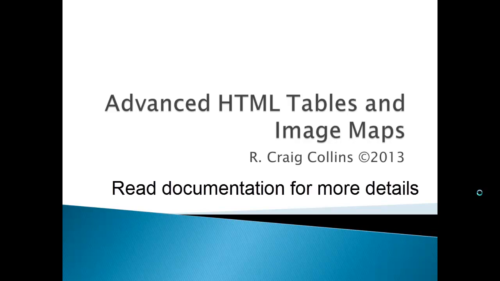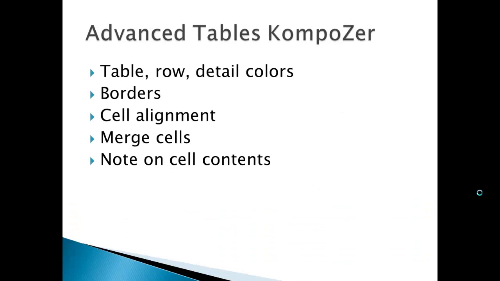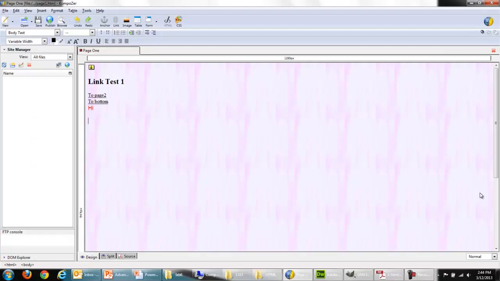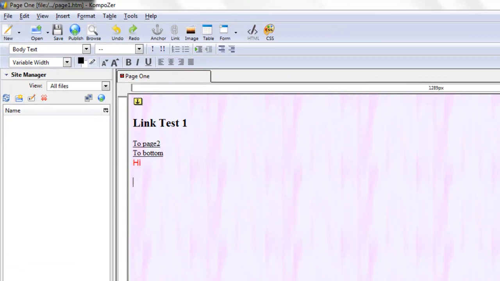Advanced HTML tables and image maps. Let's see what KompoZer can do with colors for the table, row, or individual details. I've opened up my page 1 in KompoZer.